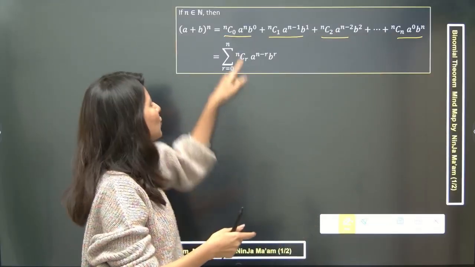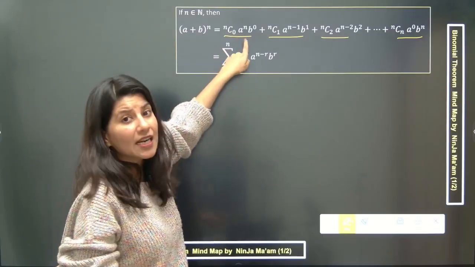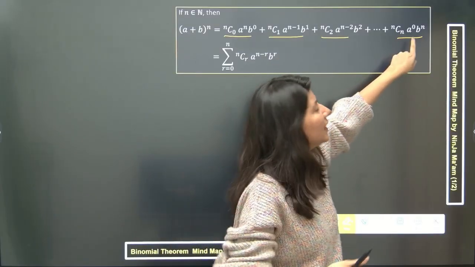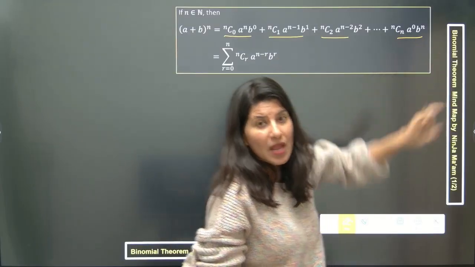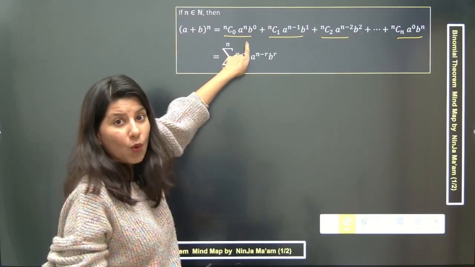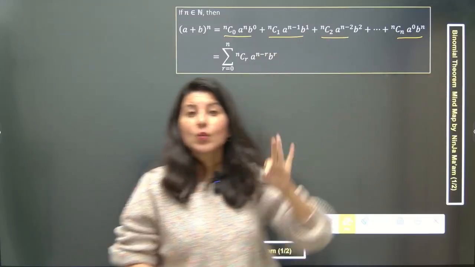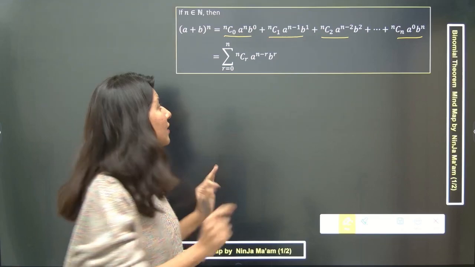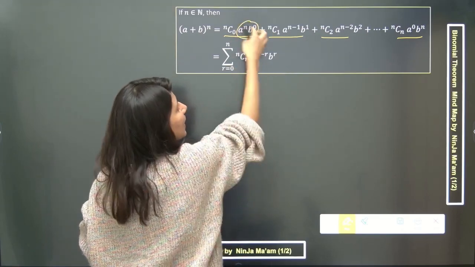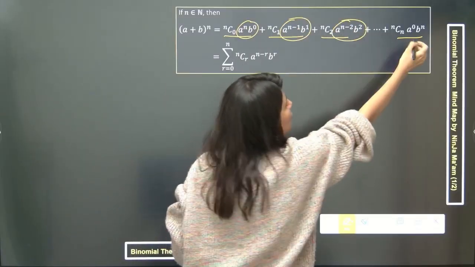One more thing you have to notice: the power of a starts with n and keeps on decreasing by 1, and eventually in the last term it becomes 0. But with b, a different thing is happening. It starts with b power 0, b power 1 and eventually becomes n. Also, one very interesting thing to notice is that in every term, the combined power of a and b is n: n plus 0, n minus 1 plus 1, n minus 2 plus 2 and so on, and the last is 0 plus n.